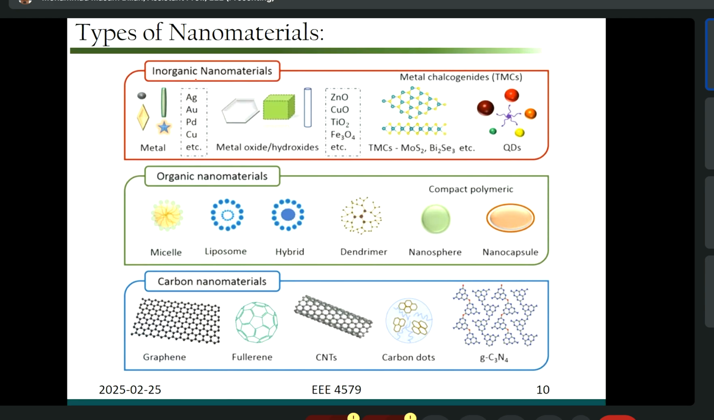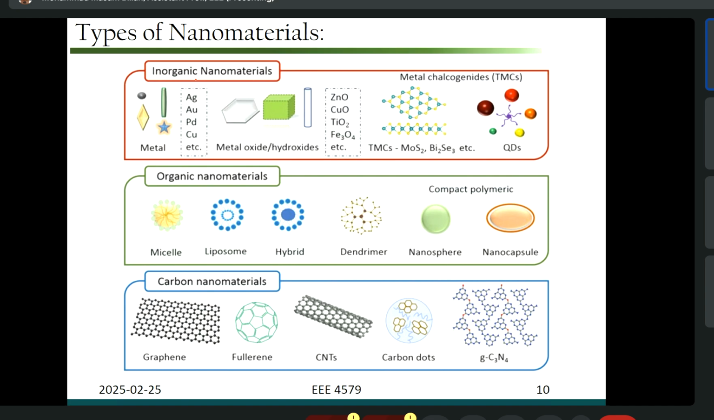I'm going to explain the synthesis processes, but let me briefly describe the types of nanomaterials. In broad category, we have three different types: inorganic nanomaterial, organic nanomaterial, and carbon nanomaterial. Carbon, you already know, there are so many carbon-related nanomaterials: graphene, fullerene, CNTs, carbon dots, quantum dots, something like that. But organic ones are compact polymers. There are so many organic alcoholic chains, so you can get these kinds of organic nanomaterials.